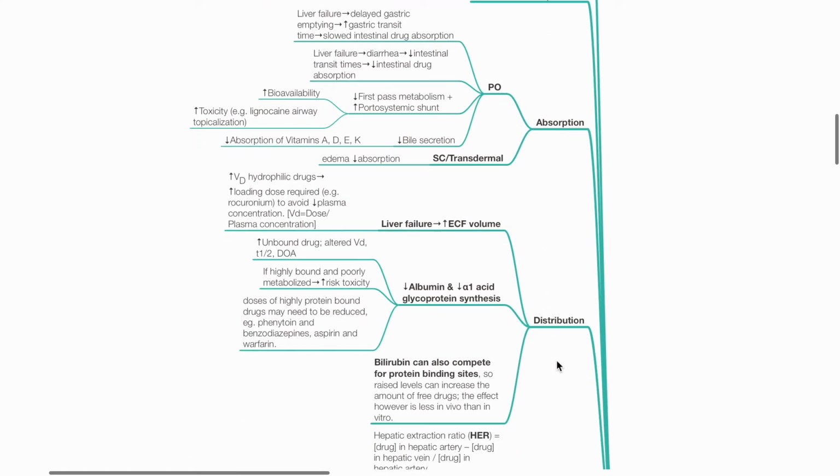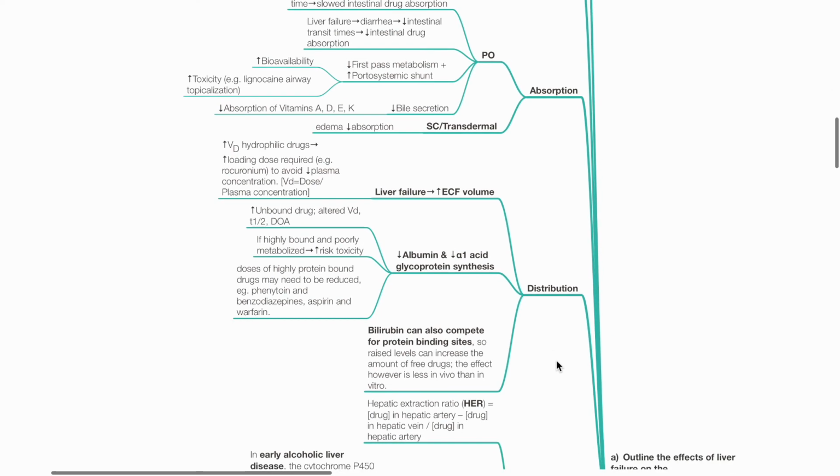Distribution. Increased ECF volume due to liver failure increases the volume of distribution of hydrophilic drugs. This increases the required loading dose to avoid reduced plasma concentrations. Reduced albumin and alpha-1 acid glycoprotein synthesis increases the proportion of unbound drug, and this increases the risk of toxicity. There is altered volume of distribution, half-life, and duration of action.